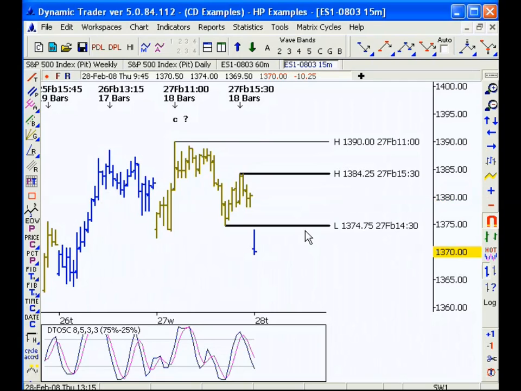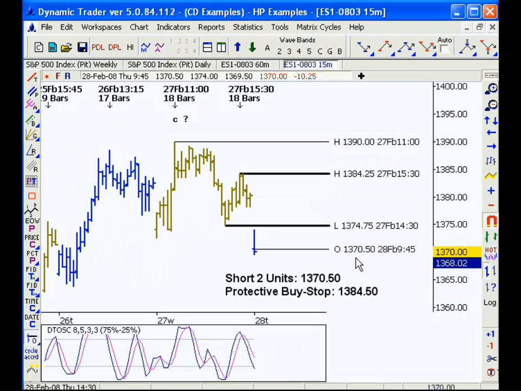Well, there's the first 15-minute bar of February 28th. And it gap opened again. When I say gap open, that means this is the pit session data. It gapped open below the swing low. So if we had our sell stop in, we would be shorting that trade from the open at 1370.50, within a tick or two. So we'd be short with a stop at 1384.50.